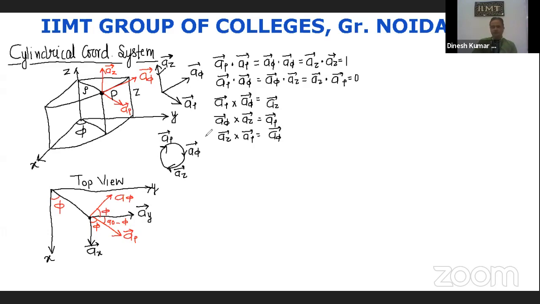Okay, so this is how we can make use of the dot product and the cross product. Now next is transformation.